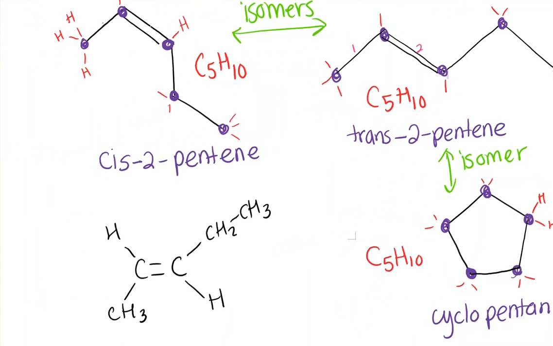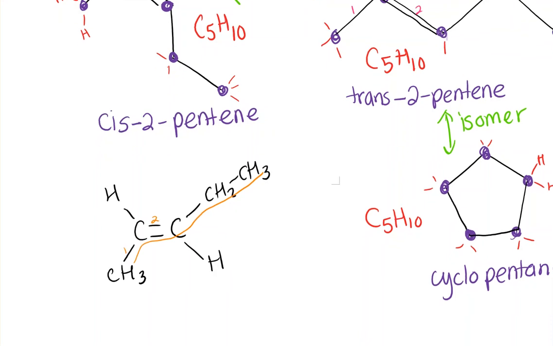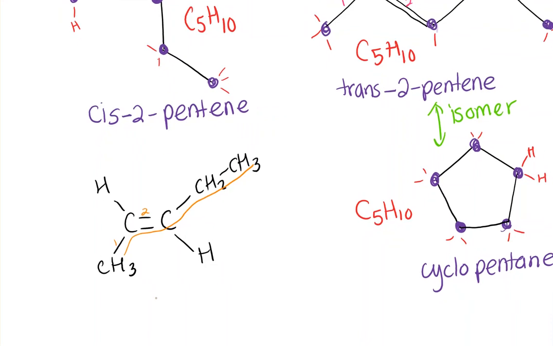And this one, I did just to show the other way of writing this. The chain is kind of like this. That's the carbon chain. And so the double bond is on the second one, so I'll put it there. And so this is another 2-pentene.